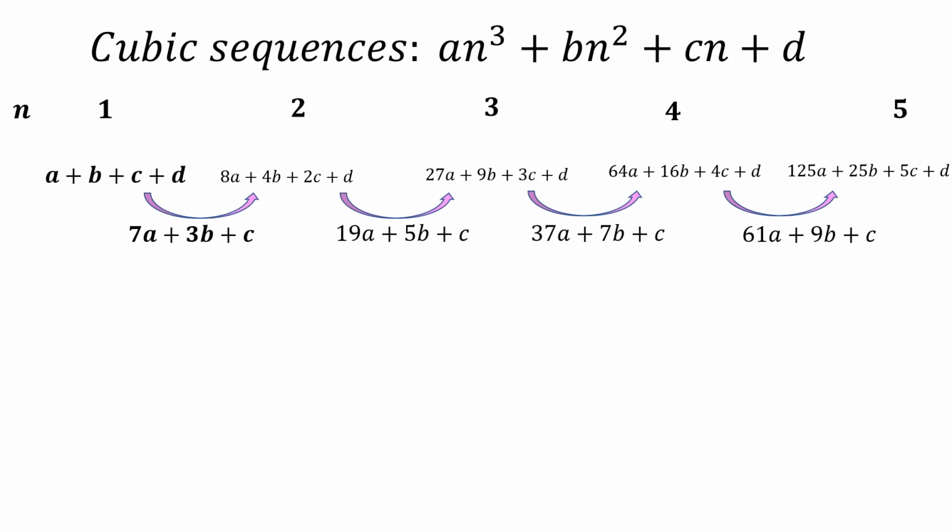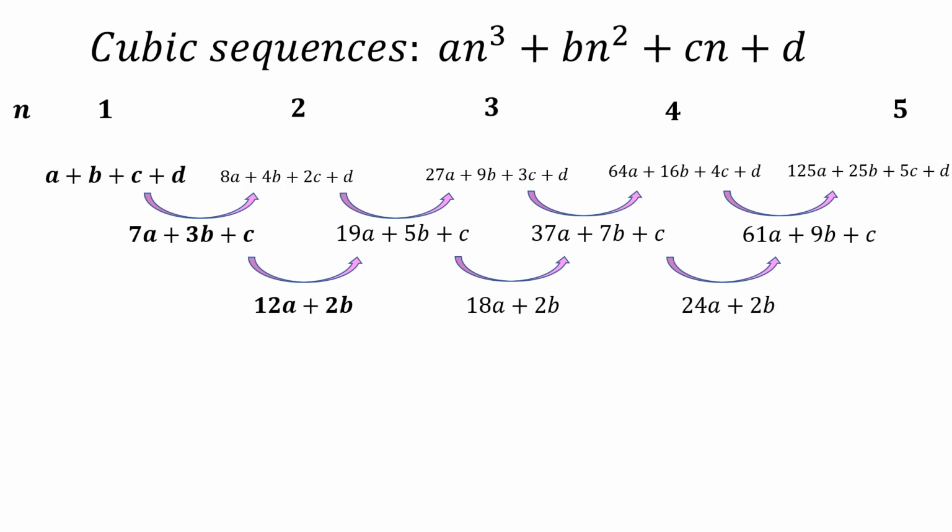And algebraically, we get these 3 expressions here. And you can see that those expressions, when you add it to the expression before, gives you the next one. So 8a plus 4b plus 2c plus d plus 19a plus 5b plus c gives you 27a plus 9b plus 3c plus d, and so on. Now we're going to find the next difference between them. In this case, it's 12a plus 2b for the first two, and then 18a plus 2b, 24a plus 2b.